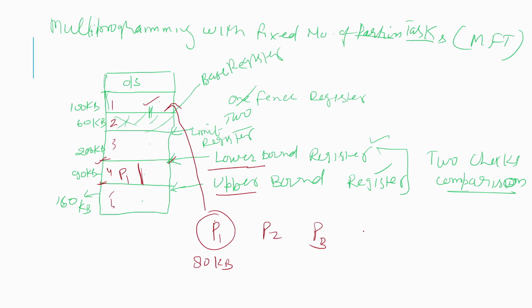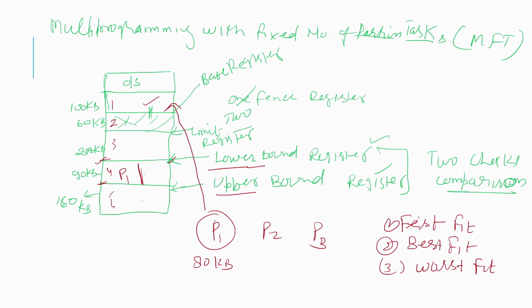For that we have a method of selecting these partitions. We have some algorithms: the first one is first fit, another mechanism is best fit, and the third one is worst fit. So these are the three ways we assign a partition to a program.